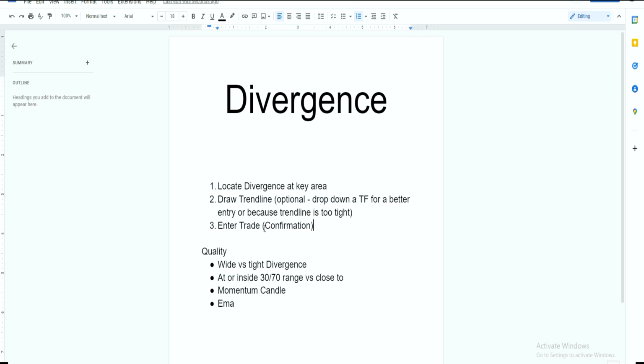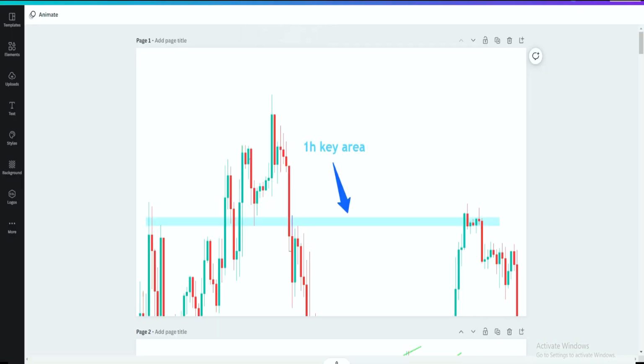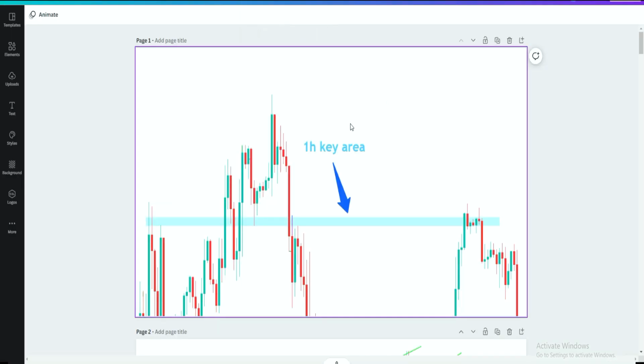Okay, we're at enter the trade, and I went ahead and put confirmation in here because this is really what we can think about step 3 as. Yes, you're entering the trade, but you're also choosing the kind of confirmation that you want to get upon entering the trade. So to illustrate that, I want to go ahead and walk you through some photos right here.